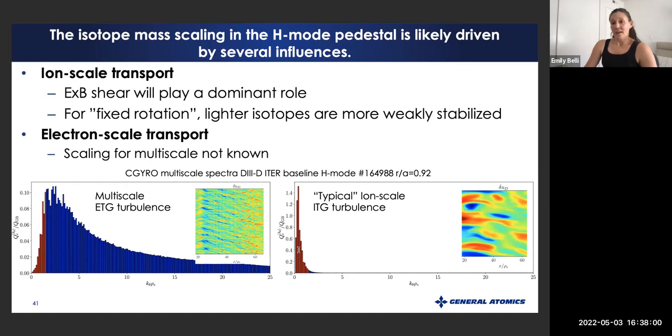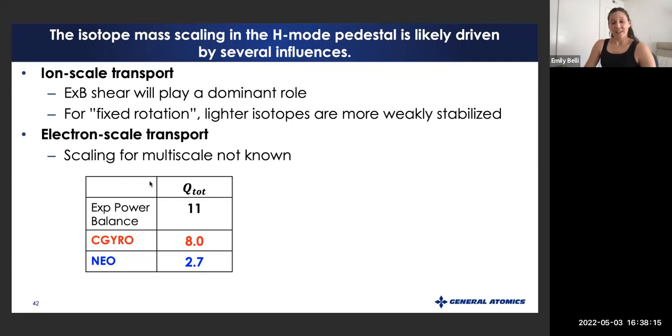But overall, the isotope mass scaling of such multi-scale turbulence regimes, including the role of the electron scale transport and the zonal flows on the ion and electron scale coupling, is not yet known. But we do know that the neoclassical transport might be important. For example, for this case, in order to match the experimental power balance for the total flux requires not only the multi-scale turbulent transport from the CGYRO code, but also the neoclassical transport from the NEO code, which provides about 25% of the total flux.